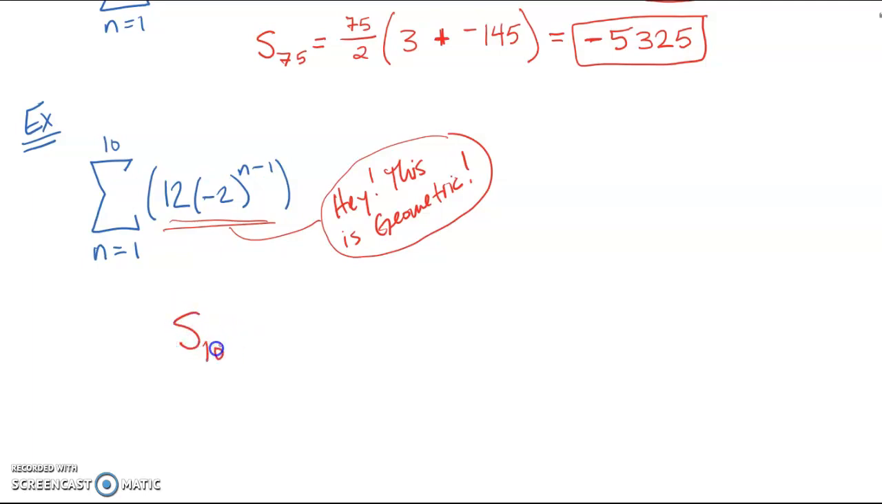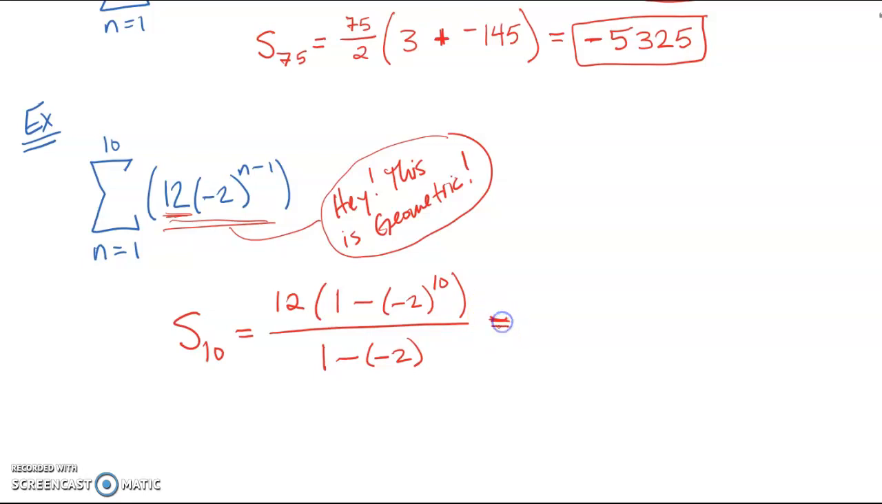The sum of 10 numbers of a geometric sequence is the first term 12, right? Yeah, that's the first term right here, times 1 minus, and then I made the point before, r should be in parentheses, (-2) to the 10th, all over 1 minus -2. And that's a formula. So again, for this one, you should not take your time plugging in 1, 2, 3, 4, 5, 6, 7, 8, 9, 10. You recognize it's geometric, recognize we have a formula, and we plug that in, and you should get negative 4,092.